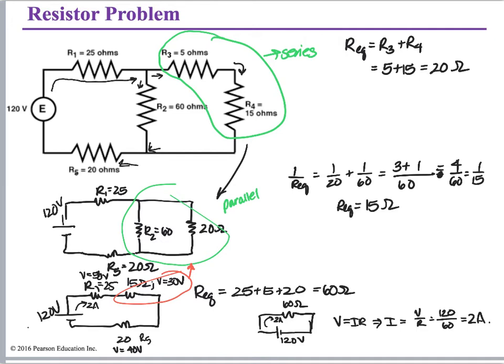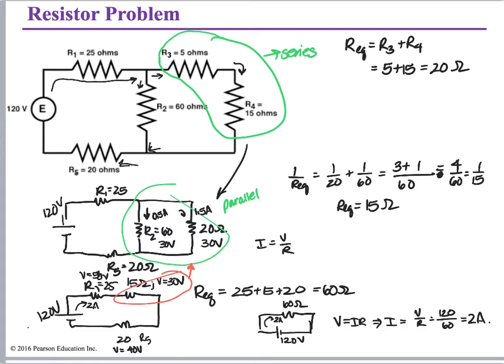Because I know that resistors in parallel have the same potential drop, that means that this resistor has a potential drop of 30 volts, and so does this one. And so that helps me figure out how much current goes through each one of those. I can use Ohm's law to do that calculation. It turns out that the current through here is 0.5 amps, and the current through this resistor is 1.5 amps. I just used I is equal to V over R.